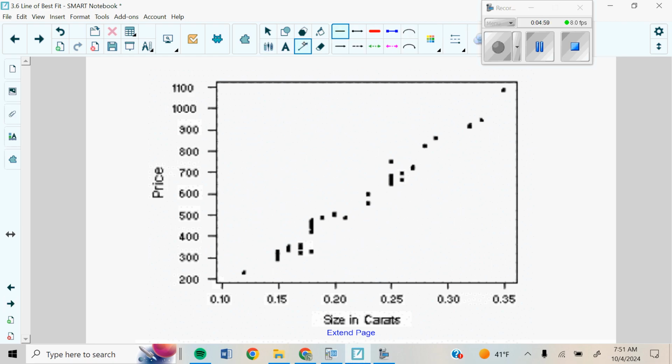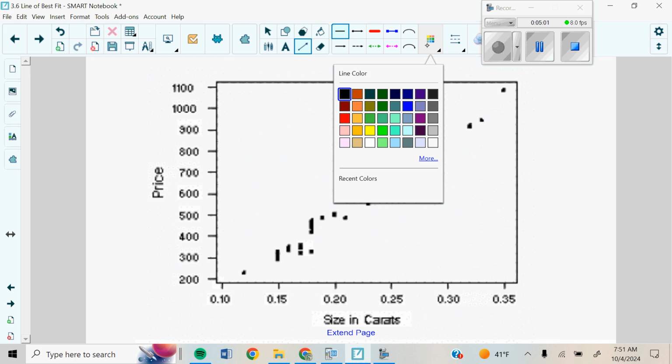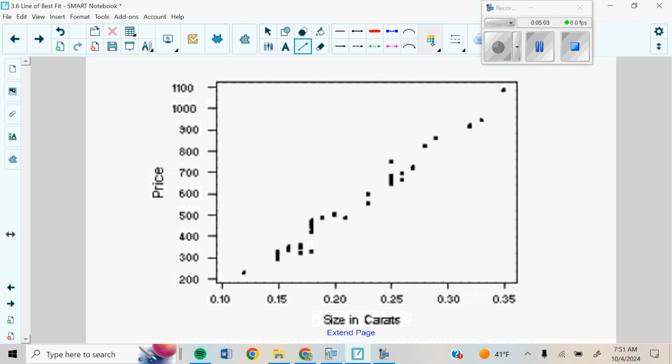So I'm actually going to switch over to my line. I'm going to change the color. Let's go red. All right, so we want to draw our line of correlation to fit. Now my general rule, looking at my data points, is that I want to have about half of them above and half of them below.